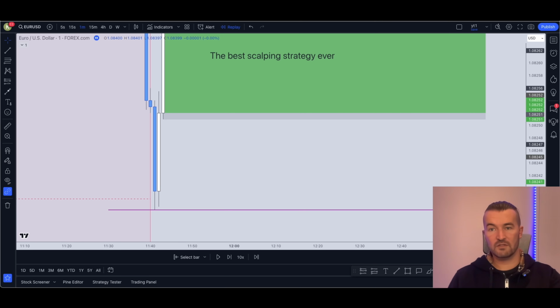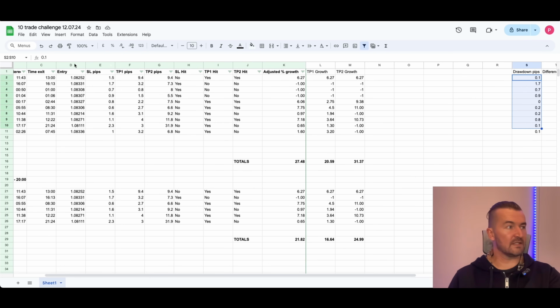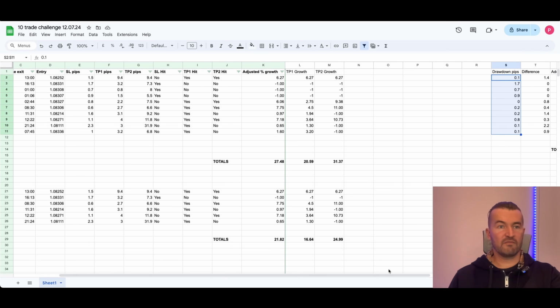So going back to the spreadsheet, drawdown pips is different from required stop loss. The stop loss is where you want to put it to be ultra safe, but the drawdown pips is really all that is required for these positions. Now, you don't know what these are going to be ahead of time. So just using this as a scenario, of course, you can't predict with these trades, but we can get an average. With this, the difference on there was 1.4 pips that we could have saved.